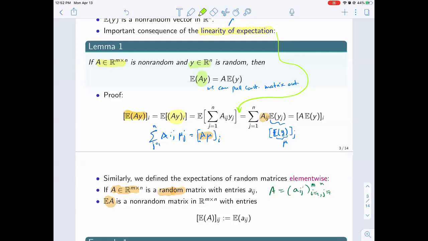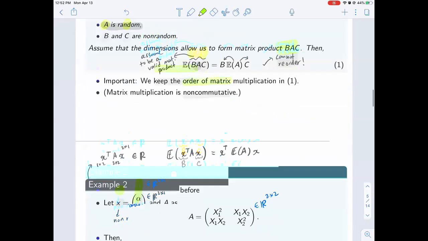Then there's this formula for the expectation. The expectation of A times y is A times the expectation of y. This is from linearity of expectation. I would like to do that for the covariance.